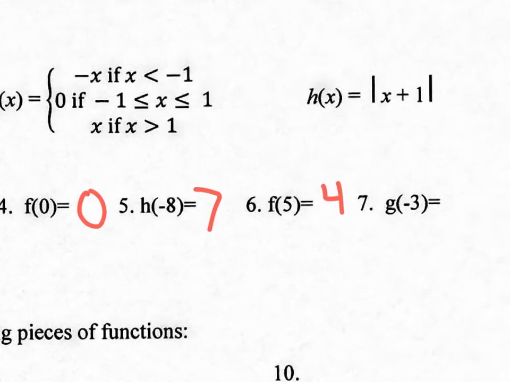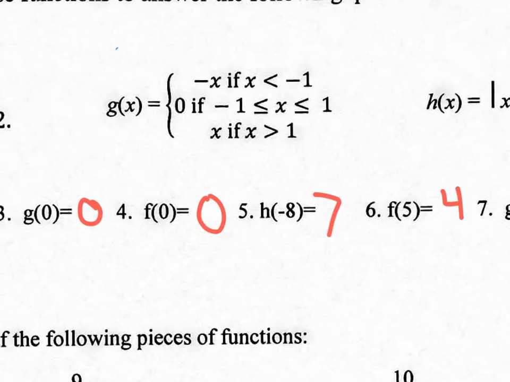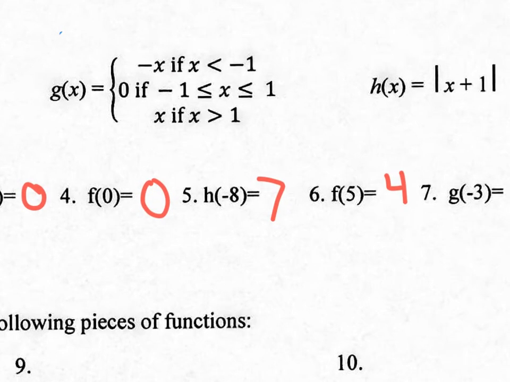The last one, g of negative 3. So we're going to use the g function once again, the piecewise function. Where do we plug it in? Negative 3, is it less than negative 1? Yes. Is negative 3 between negative 1 and positive 1? No. Is negative 3 greater than 1? No. So we have to use the top one.